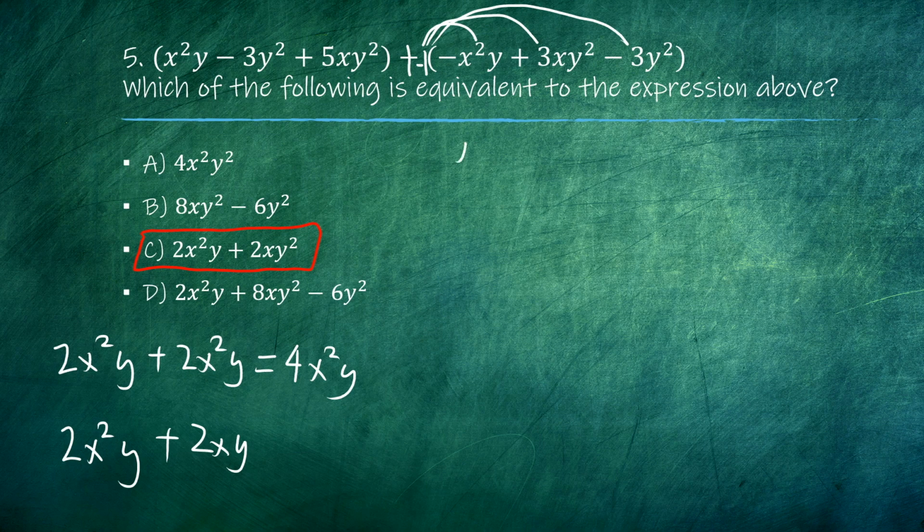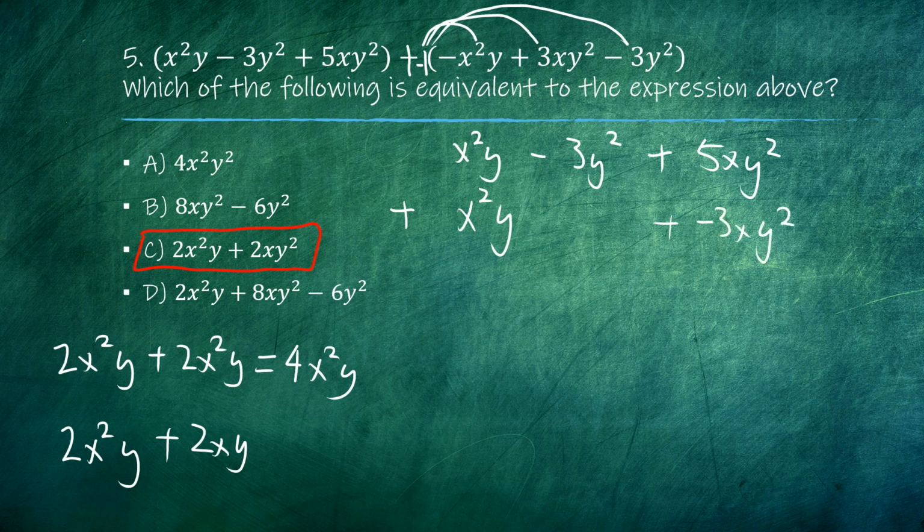So in this question, we have x squared y minus 3y squared plus 5xy squared plus negative 1 times negative 1. So we have positive x squared y and plus negative 1 times 3xy squared. So we have plus negative 3xy squared. Remember, we are combining terms with the same variable and same exponent.